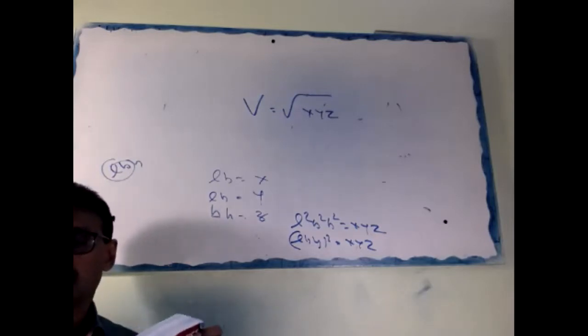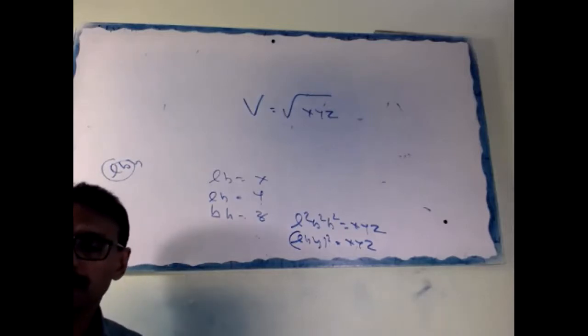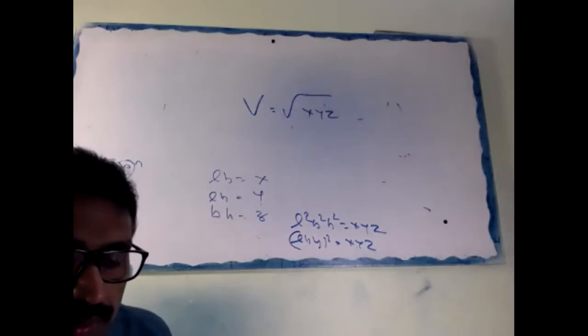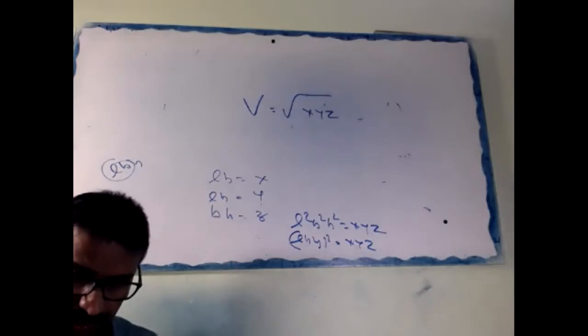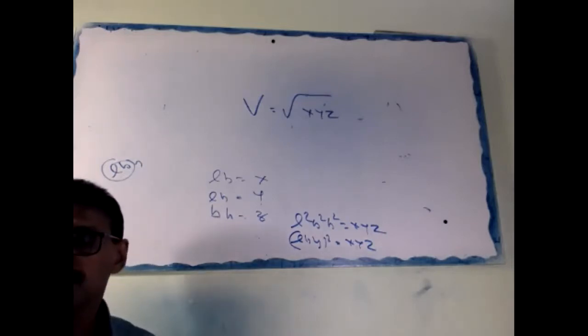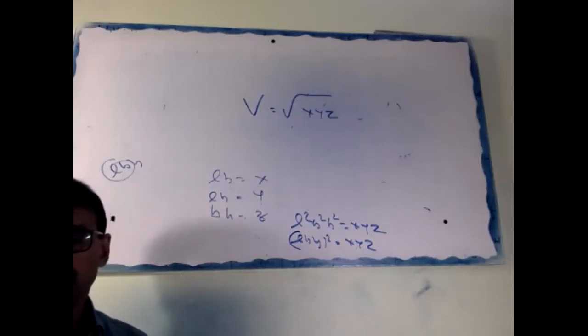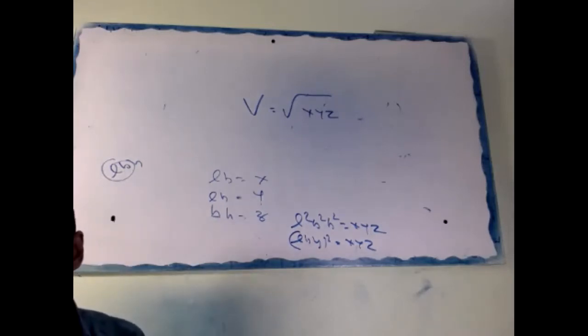Okay, next question. A sphere of diameter 6 centimeter is dropped in a right circular cylindrical vessel, partially filled with water.